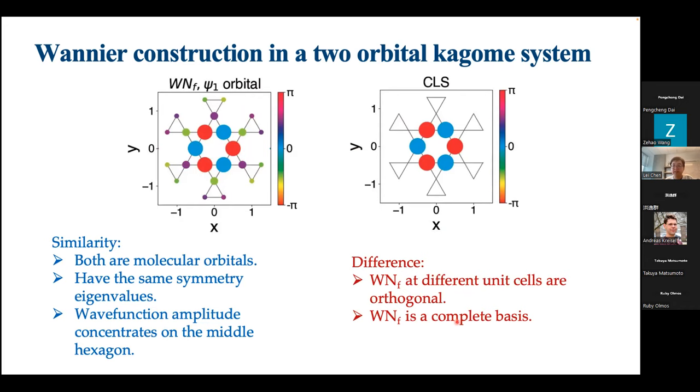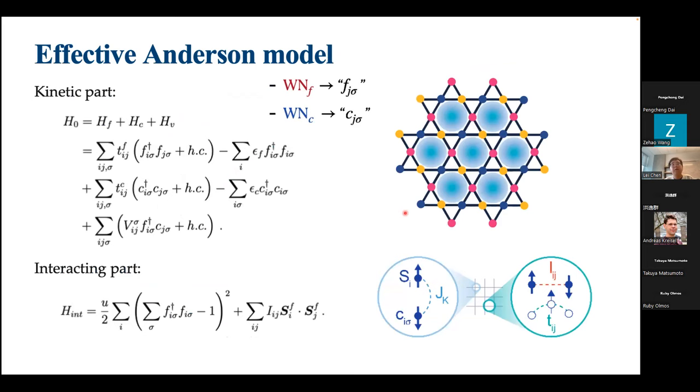And here is the effective model we obtained. We denote this WNF to be this small f, and also this WNC to be this small c. And the Hamiltonian takes the following form with the hopping between this f electron and the c electron. And the important thing is that this new Hamiltonian is not defined on the original atomic lattice, but instead defined onto this triangular lattice, because the Wannier centers for these two orbitals are actually sitting on the middle of this kagome lattice. And above that, we further introduce the interaction terms. The most important one is this on-site Coulomb interaction on these f orbitals, as well as these RKKY interactions.